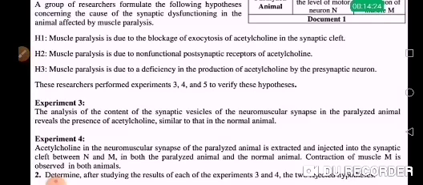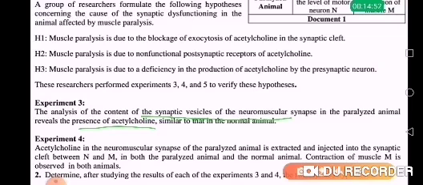Part 2, you have to read carefully the given. Part 2 says: determine, after studying the results of each of the experiments 3 and 4, the two rejected hypotheses. What are the two experiments? Experiment 3 indicates that there is an analysis of the content of the synaptic vesicles of the neuromuscular synapse of the paralyzed animal that reveals the presence of acetylcholine similar to that of the normal animal.